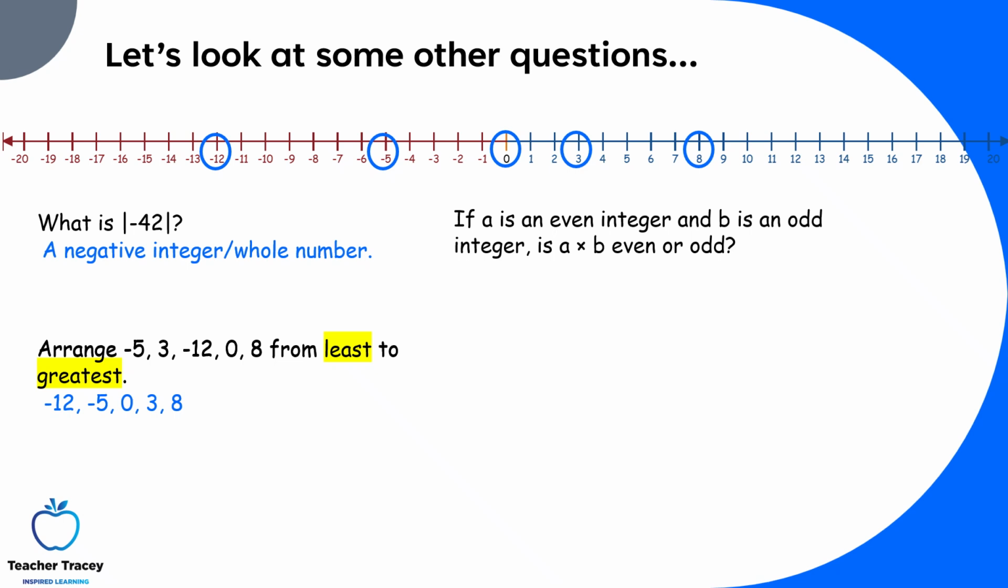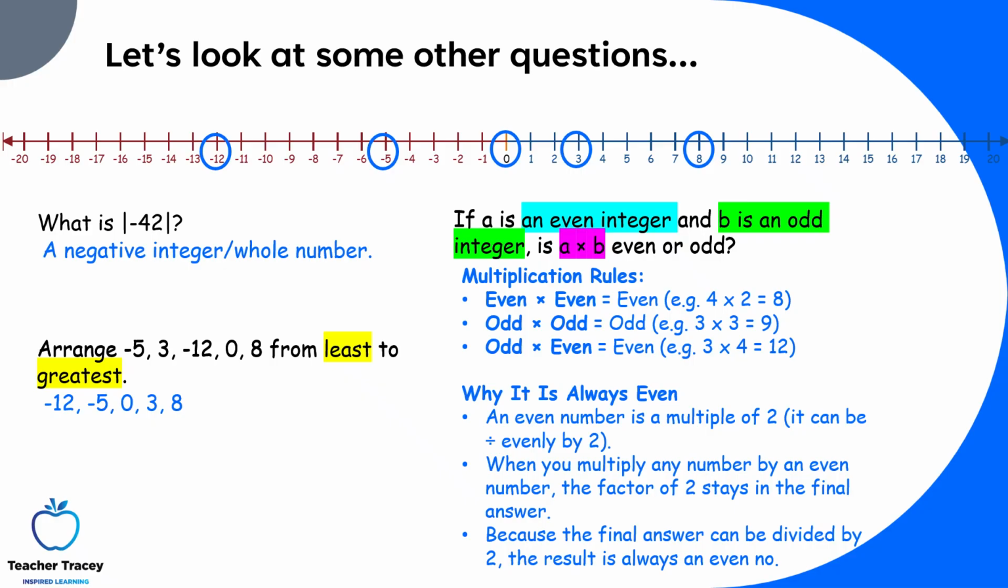Now this is a bit of a trick question because actually it's got more to do with your rules around multiplying, because we've got an even integer and an odd integer and A times B. Well, your multiplication rules say that an even times an even equals an even, and an odd times an odd equals an odd, and an odd times an even always equals an even.